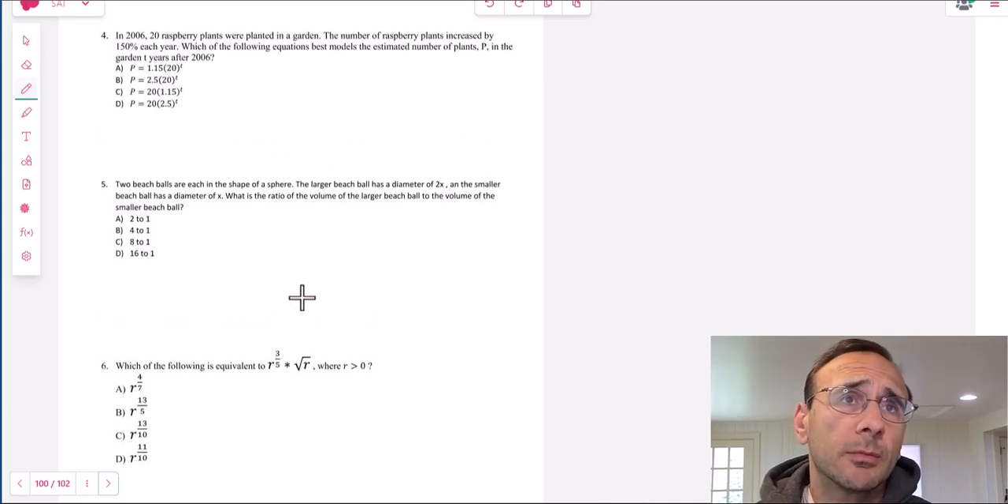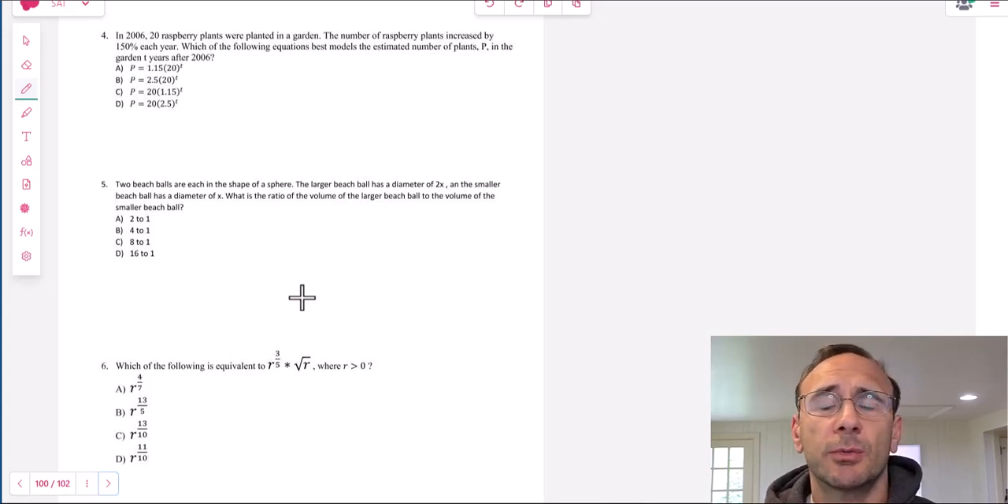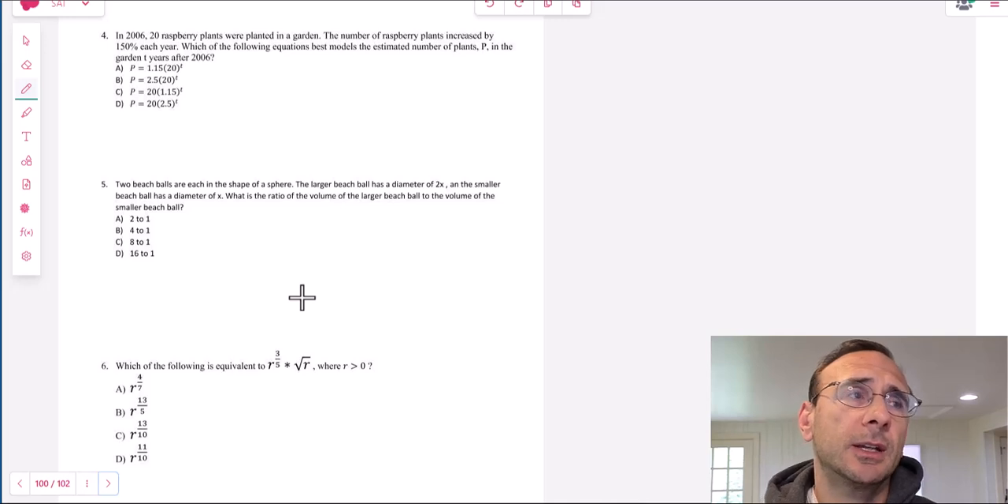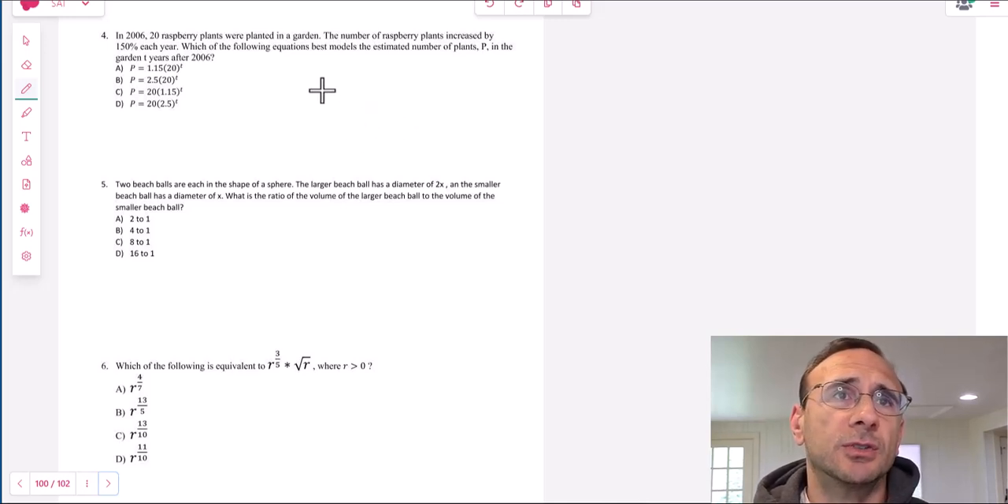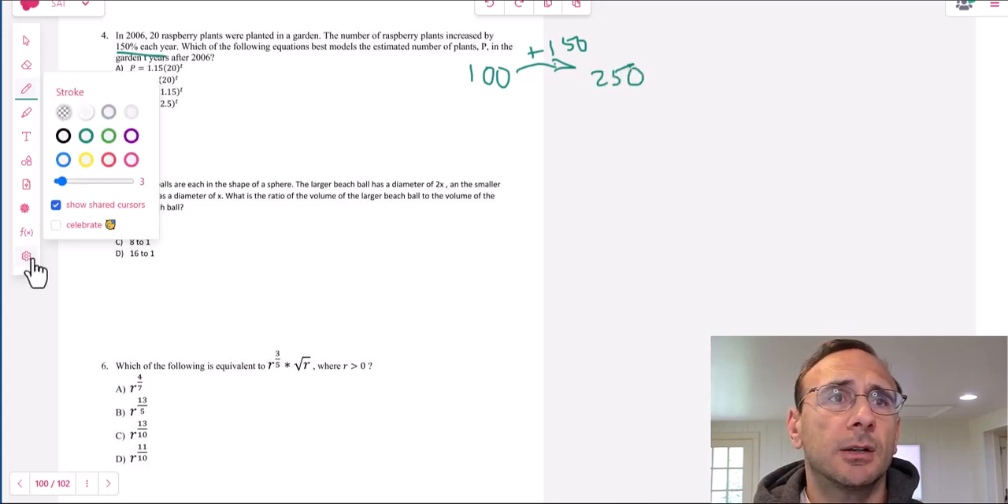Number 4, 20 plants were planted. It increased by 150% each year. What's the number of plants t years after 2006? So you could memorize the exponential growth formula. It's not a huge deal to just derive it pretty quickly, but if we're going up by 150% each year, say you had 100, what's 150% of 100? Well, it's 150. So you add that to the original, and you get 250. That's the way most people do this in their mind.